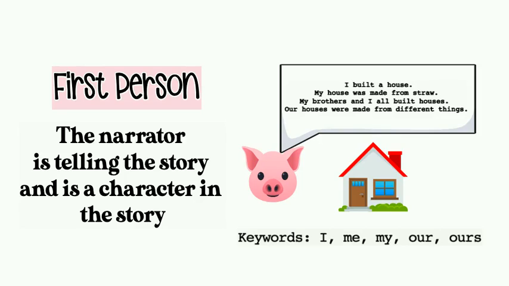So if we look back at the pigs, I built a house. My house was made from straw. My brothers and I all built houses. Our houses were made from different things. So key words here that tell us that it's first person are I, me, my, our, and ours.